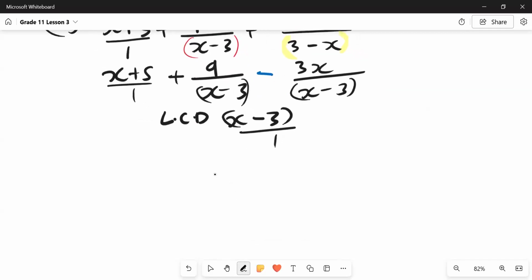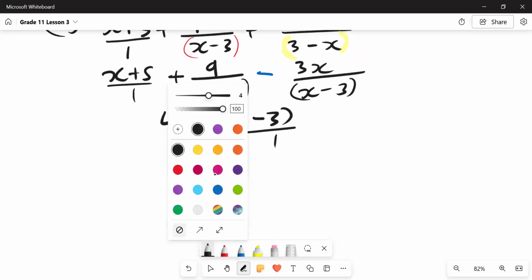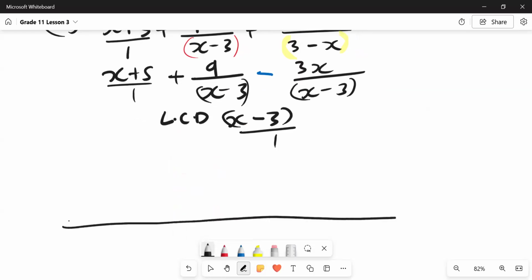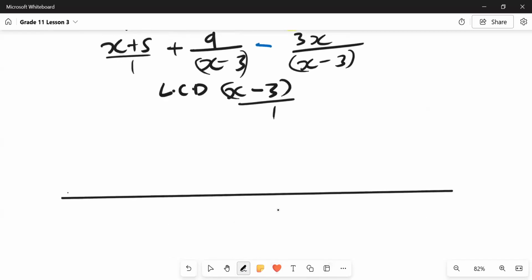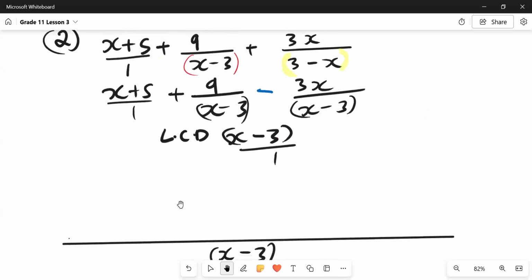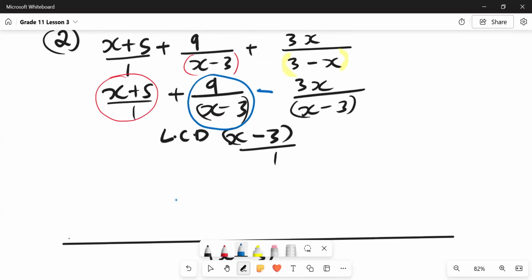But now how do we apply this thing of LCD? The first thing that you do, you draw the line, and then you write your LCD first. Let's write the LCD first. That's x minus 3. Don't forget that part, right? And then you have 3 parts of your fraction, right? You have to treat them separately. Let's start with the first one, which is the red color.